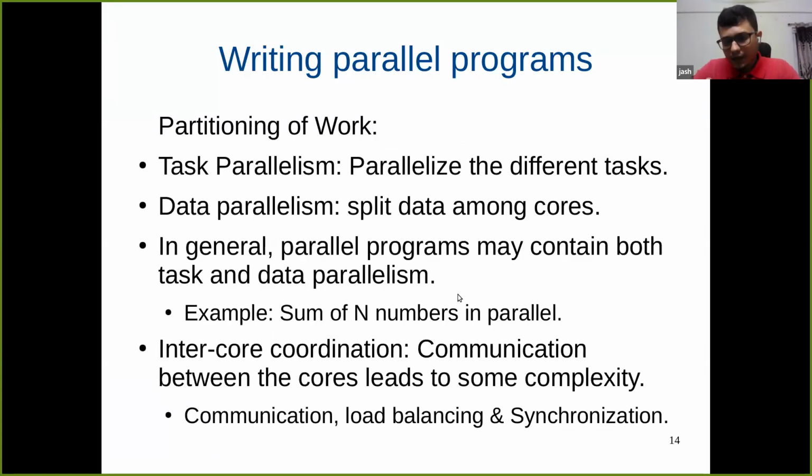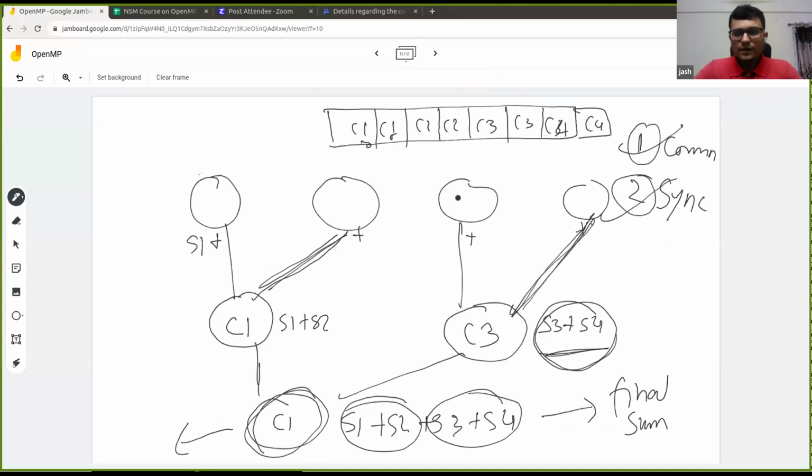Yeah, so intercore communication is needed, and this increases the complexity of writing parallel programs. Some of these challenges, as we saw, are synchronization, communication, and load balancing. Let me quickly go back and explain how load balancing will work here. This case was very simple, right? We had 8 elements and 4 cores, so we can divide very easily.